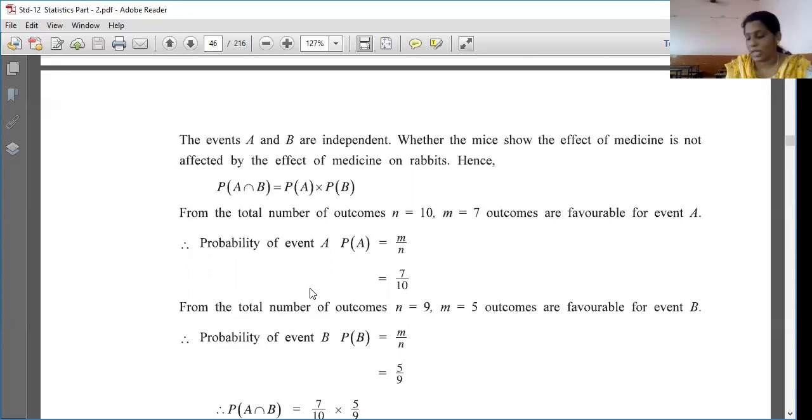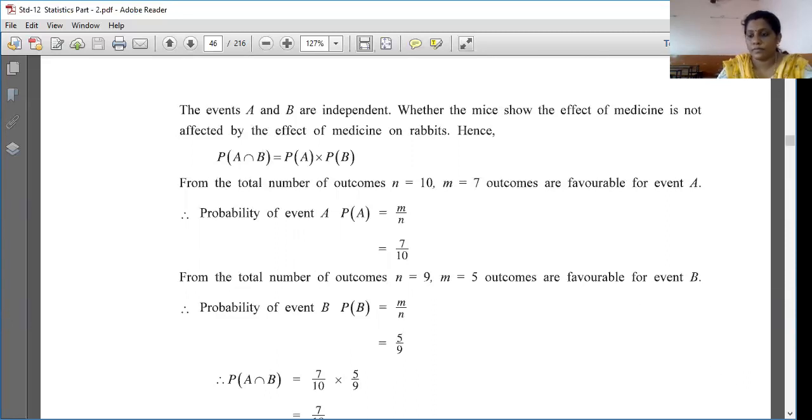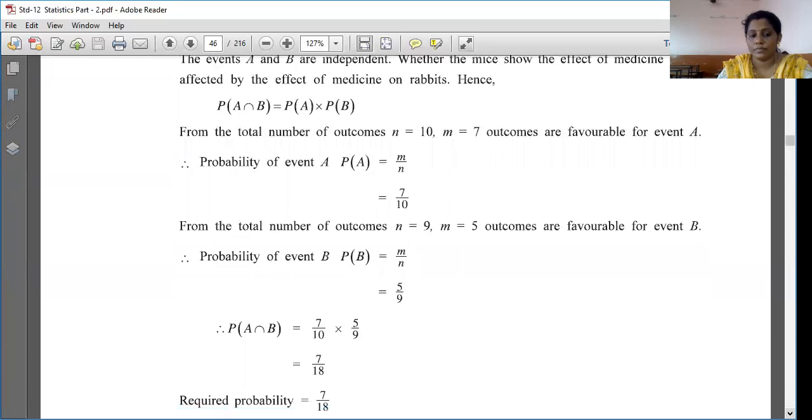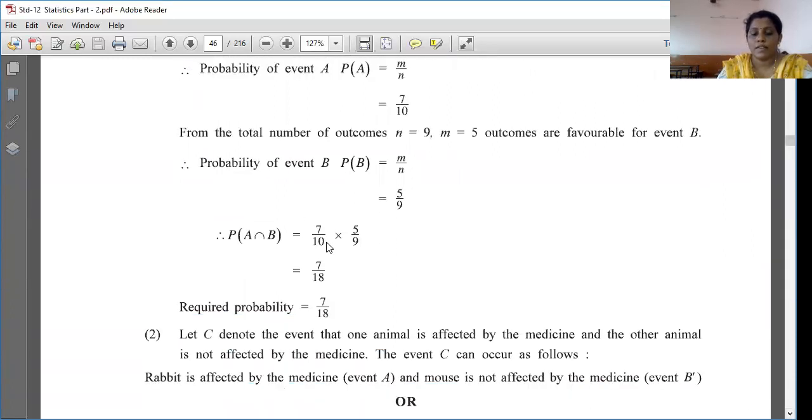Because they told us to find that both the selected animals show the effect of medicine. Both means A intersection B. The formula is P of A into P of B. The law of multiplication we have seen. Okay. So that is 7 by 10 into 5 by 9. That is 7 by 18. So the required probability is 7 by 18.